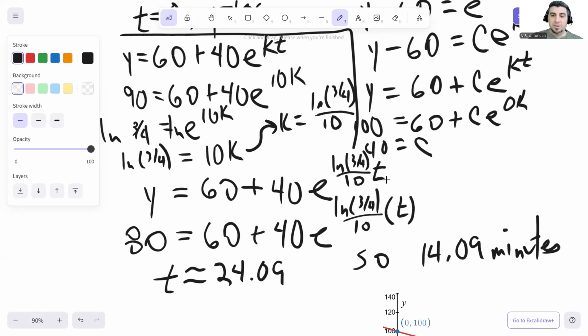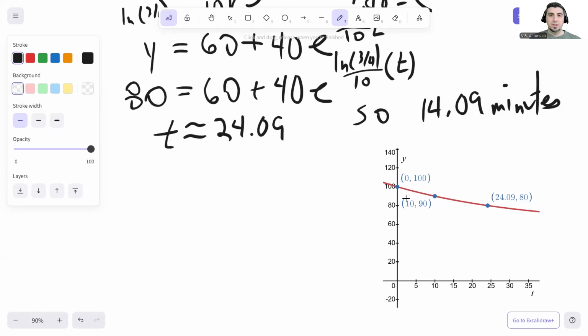Okie doke. So that wraps up our section here. We have our graph of the situation here.